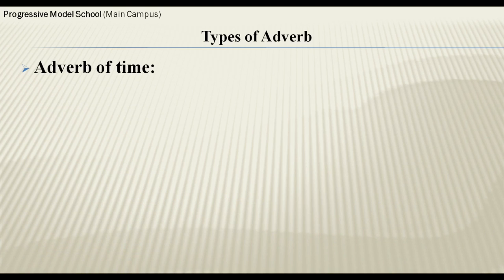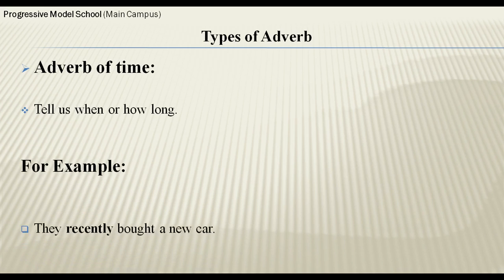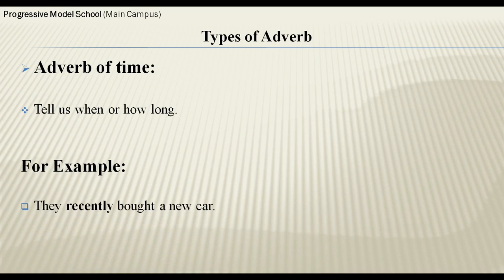Now let's move towards another type of the adverb, that is adverb of time. Adverb of time provides us the information about when a verb happened. Means it gives us the answer of when. For example, they recently bought a new car. When did they buy a new car? Recently.